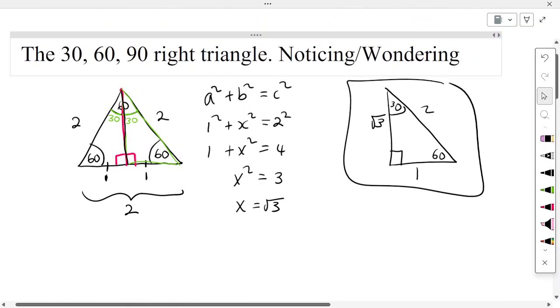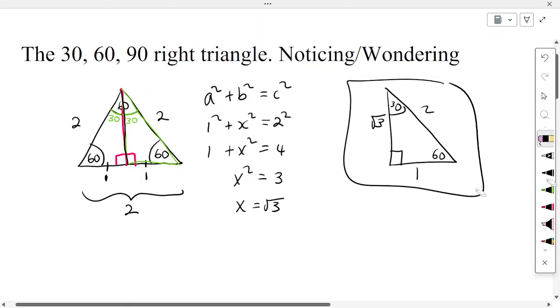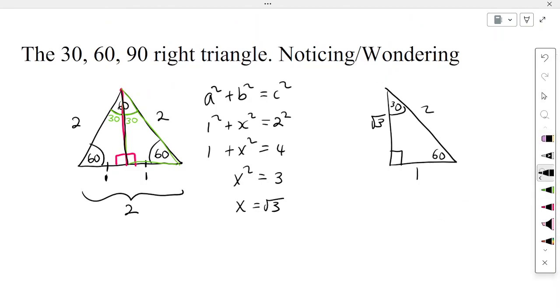Now, one thing you should take note of or experiment with is if you had another right triangle, let's just say where the side is 4, right? Think about the equilateral triangle. Every side is 4. I'm erasing that. So how long would this side be if it's a 30, 60, 90 right triangle? Well, this side will be half of whatever the hypotenuse is. So this side will be 2.